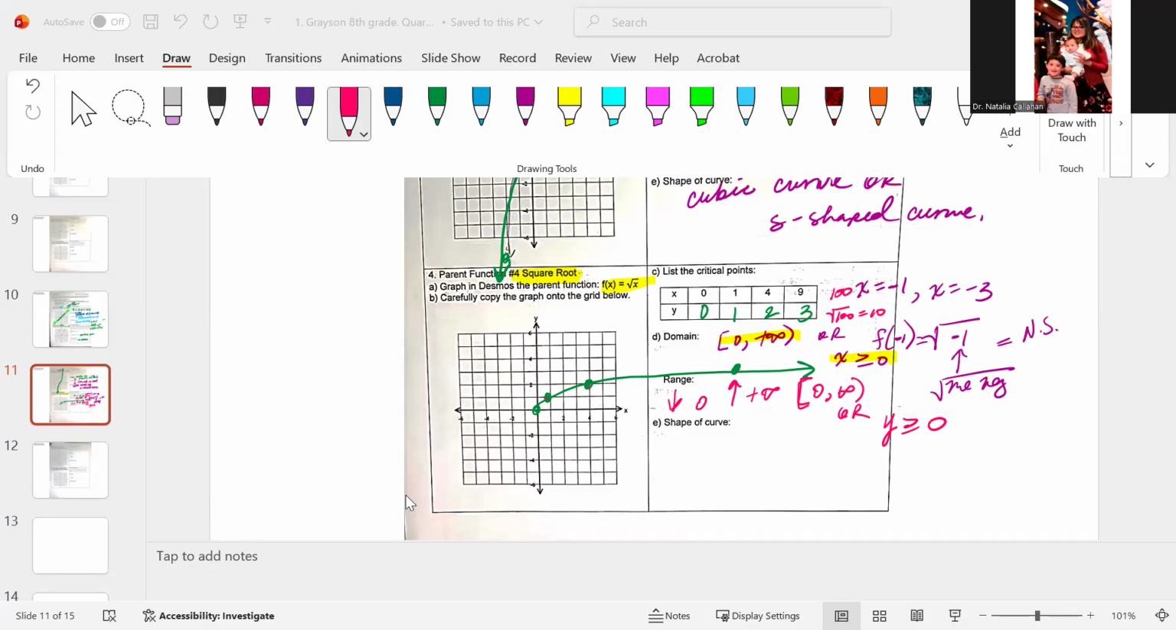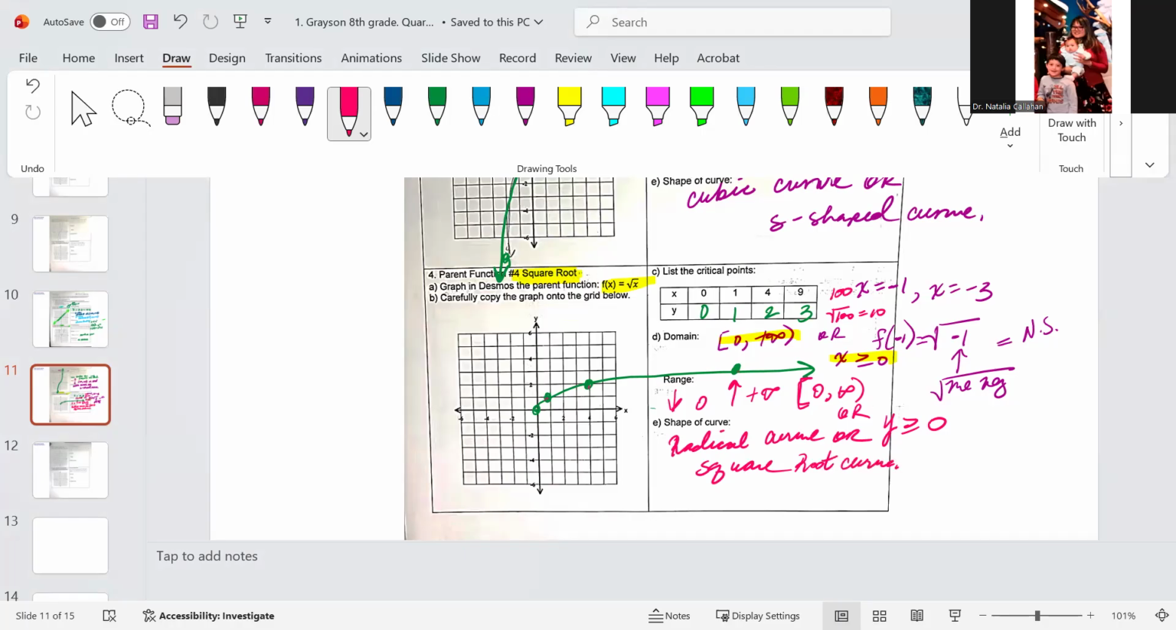If you don't know, you can always use AI. Look what I'm typing over here. I'm asking what the curve of that shape is called. It's a radical curve or a square root curve. Okay. So that's pretty easy, right? So it's called a radical curve or square root curve. And that makes sense because you're using a square root, aren't you?